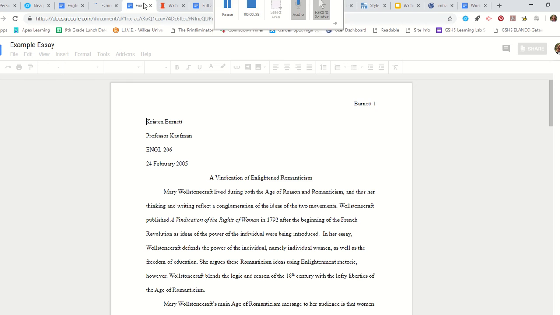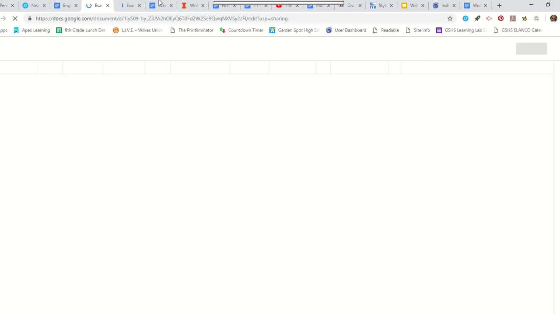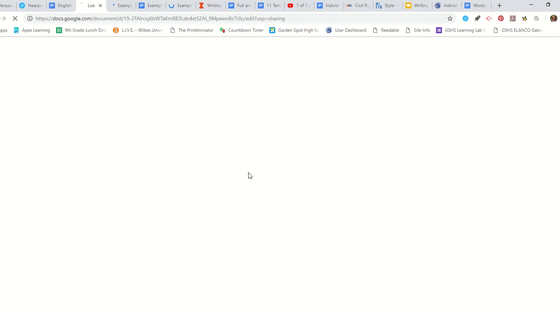Then your thesis will align with your topic sentences of your body paragraph. So each topic sentence should relate to your main argument, should explain the point of the paragraph in terms of how it's helping your main idea.